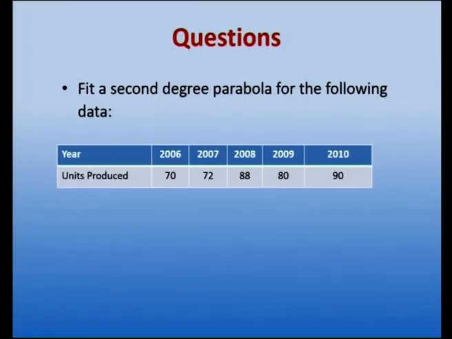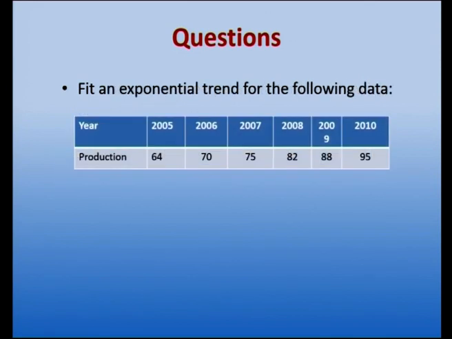Fit a second degree parabola for the following data. The year starting from 2006 to 2010, whereas the units produced, Y values, are given as 70, 72, 88, 80 and then 90. Also one more question may be posed: fit an exponential trend for the following data. Year has been given from 2005 to 2010 and the production is given in metric tons, that is 64, 70, 75, 82, 88 and then 95.